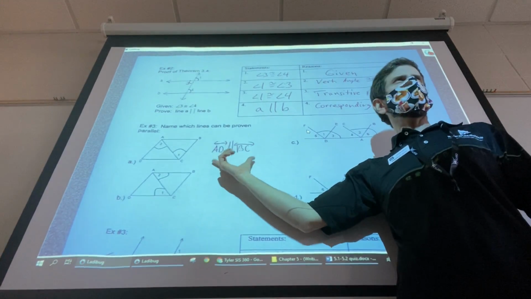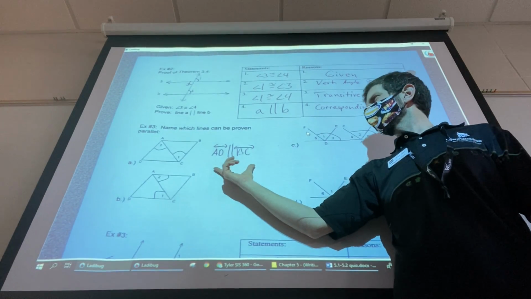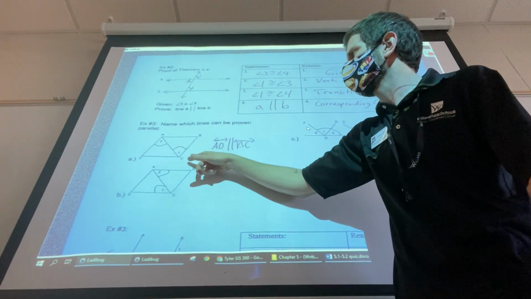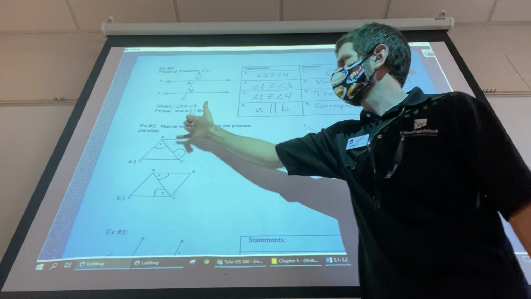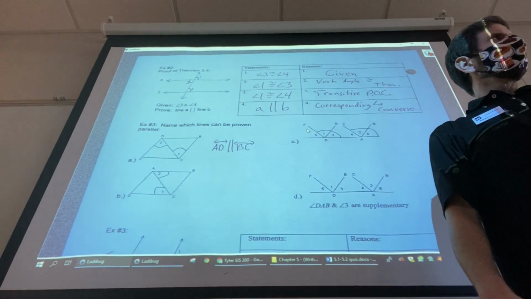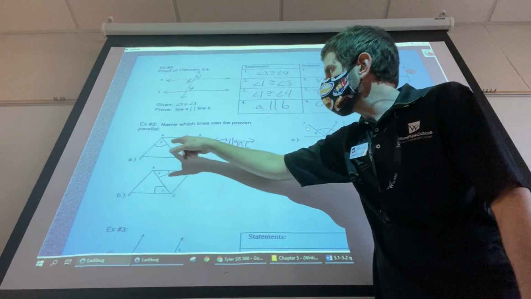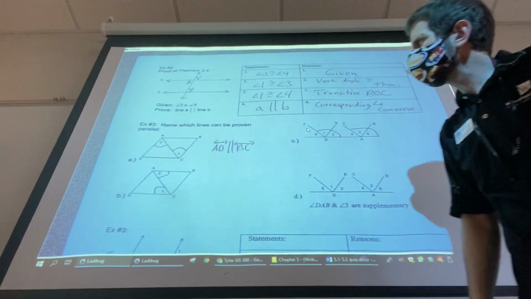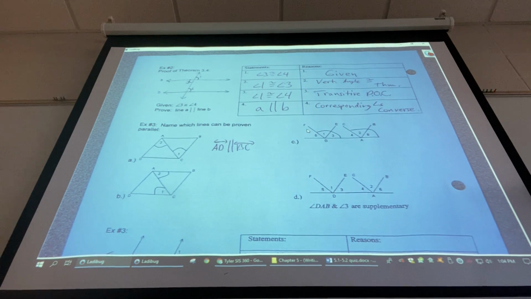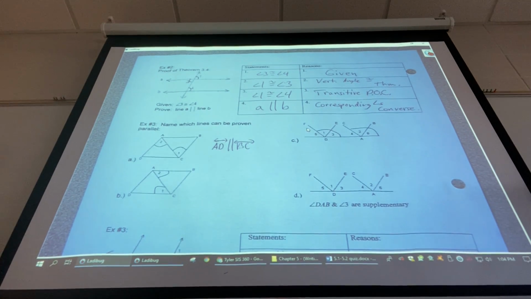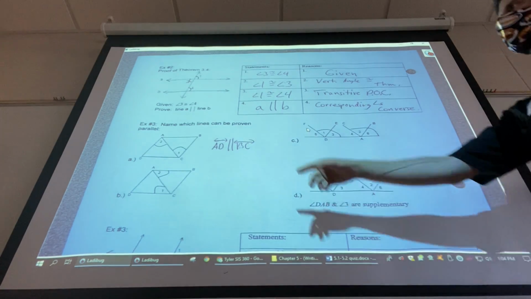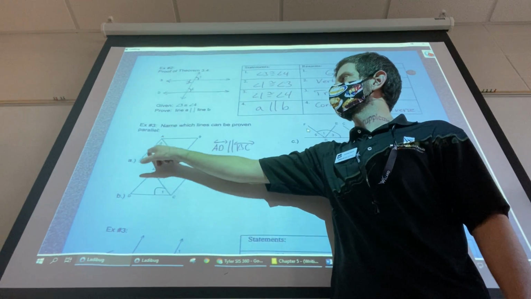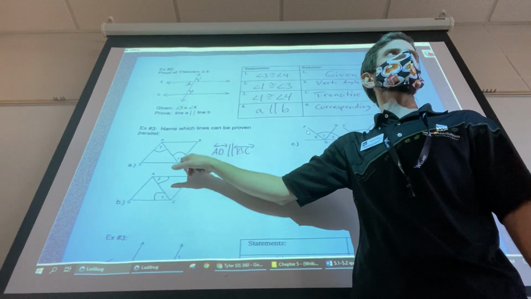Example 3, it looks like we did that together already. Can anybody tell me why it's AD and BC that are parallel and not the other ones? Alternate interior angles. Could that also work for AB and DC? No, because they're not defined as a separate. Okay, so this transversal and the angles we know about only touch this side and this side, right? Do you guys see that?